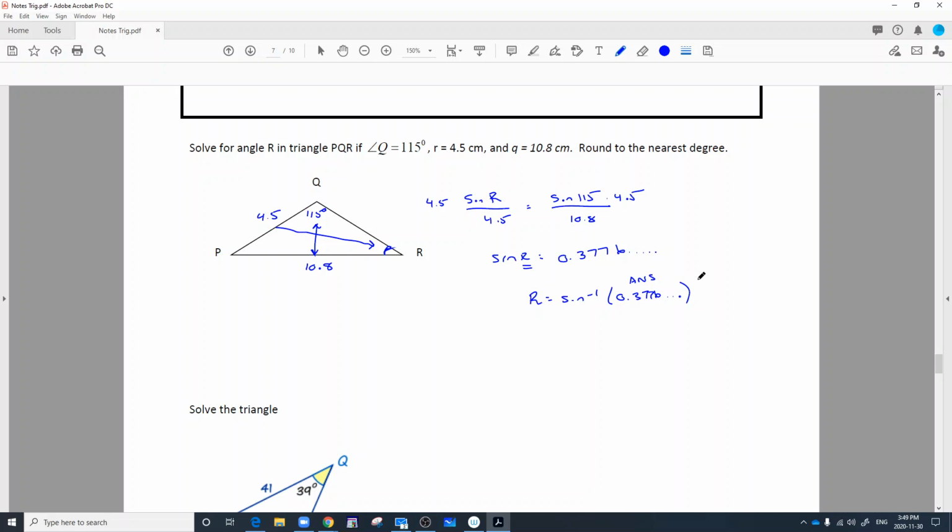Some people's calculators have an actual answer button on them. You can just hit that. Some people have to use store and recall. It's sort of dependent on your calculator. But I'm going to hit equals. And if your calculator won't do any of those, just write down at least 4 decimal places and do it. But we should get that angle R to the nearest degree is equal to 22 degrees. And that's how to solve for an angle using the sine law.